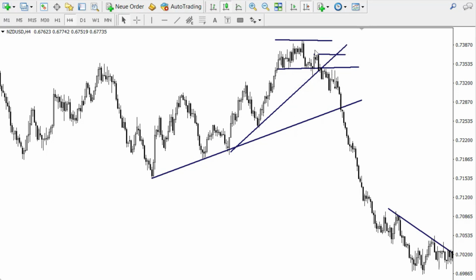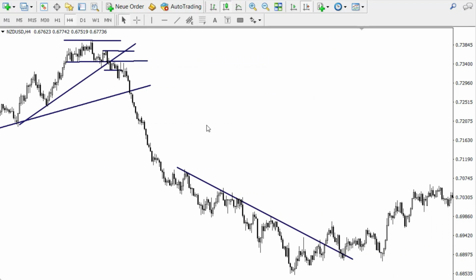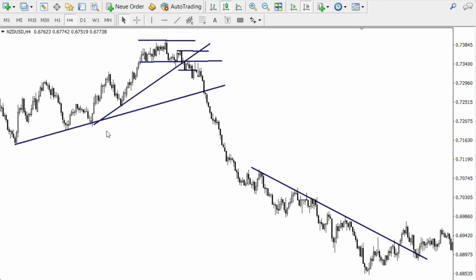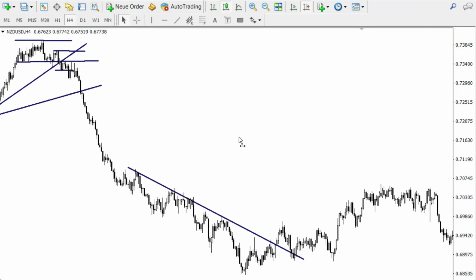but you can also see that we are already making a lower high. Once we break this level here, you can say we are making a lower low. We come back into this level, make a pullback, and then start this huge sell-off. So this is a very nice example as well of how we can use trend lines.